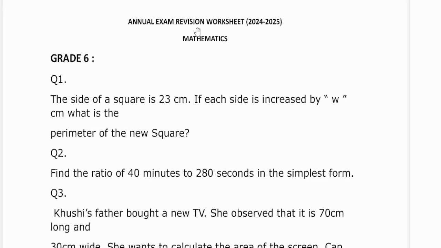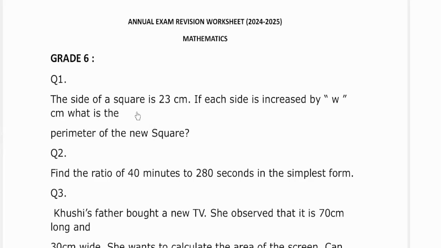So this is the annual exam revision worksheet, grade 6. First question: the side of the square is 23 centimeter. If each side is increased by W centimeter, what is the perimeter of the new square?